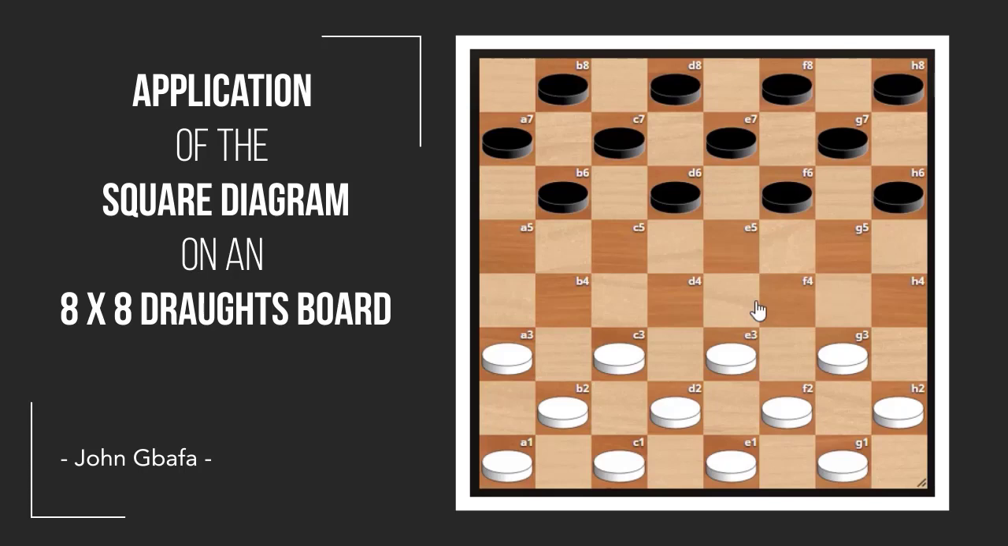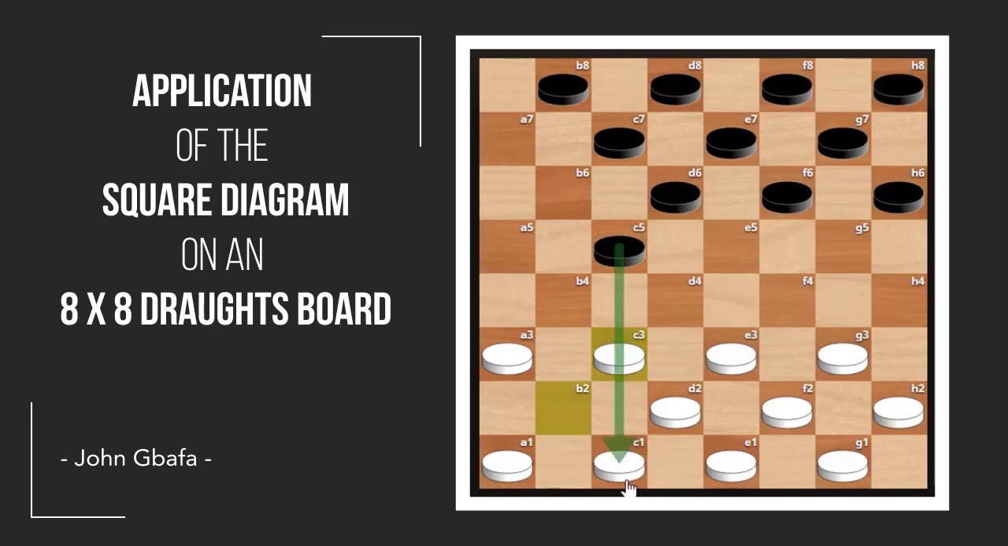Let's dive in. I started a game with c3 d4, and then my opponent responded with b6 c5. This is how you start using the square diagram. I made this move b2 c3. So let me explain why I played this move.